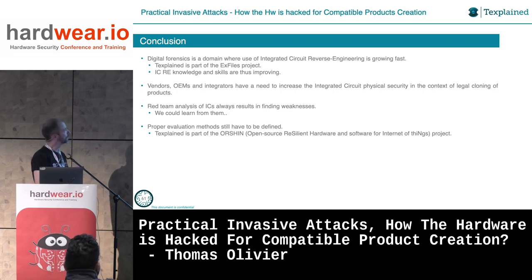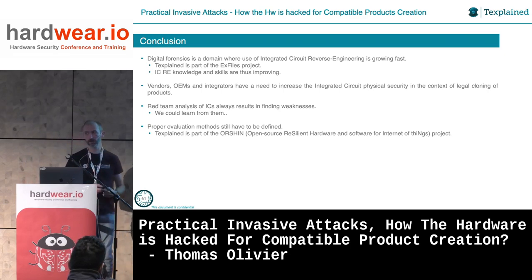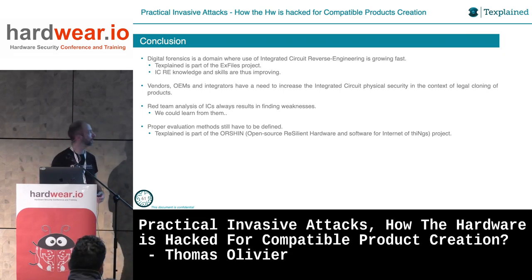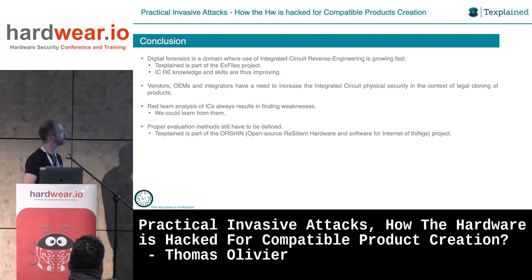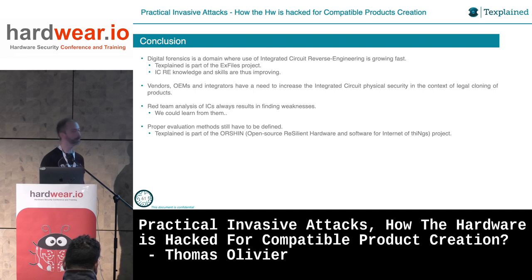I think there's still a need to increase the security in ICs, right? With other methods than the ones that are currently in place. And I think that red teaming the integrated circuit is something that should be done more. I know it's expensive, I know it's long, but I think it's very useful to learn, at least for the next chips. And the method for a proper evaluation is still to be defined, if you ask me.